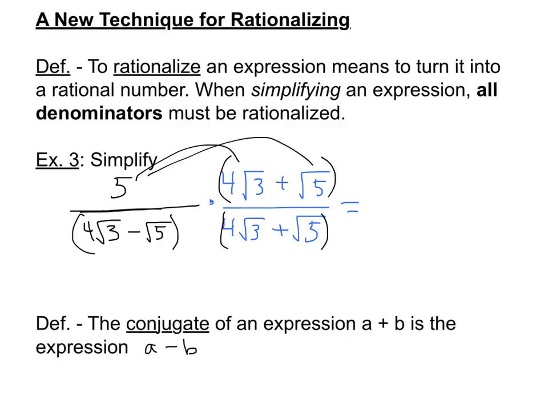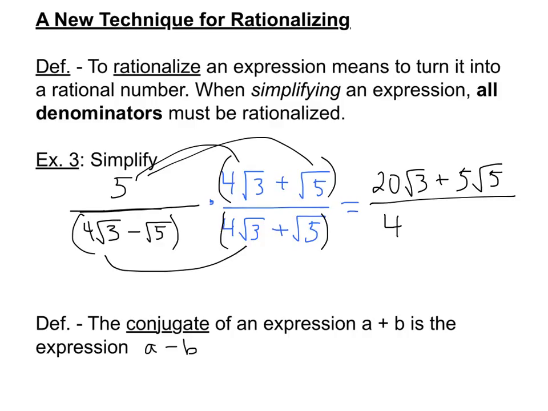We'll distribute the 5 and get 20 root 3 plus 5 root 5. And then in our denominator, we want to do 4 root 3 times 4 root 3. Be careful there. That's going to be 16 times 3, which is 48.